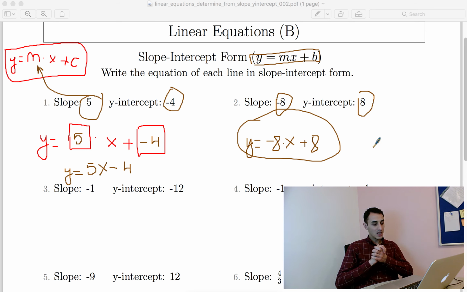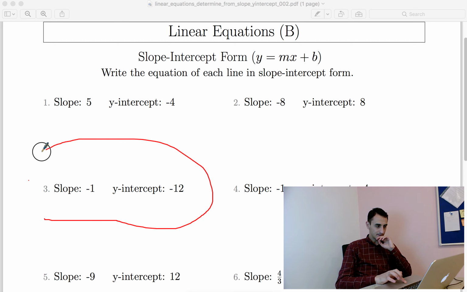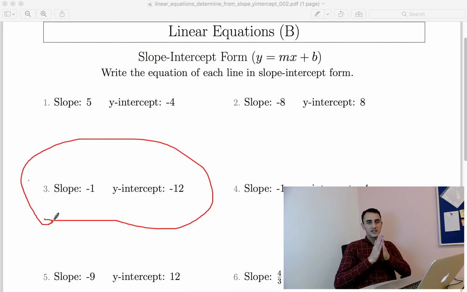Clear, guys? And for this one, write the correct answer in the comments. You have a slope of negative 1 and you have a y-intercept of negative 12. I'll like it if it is correct.